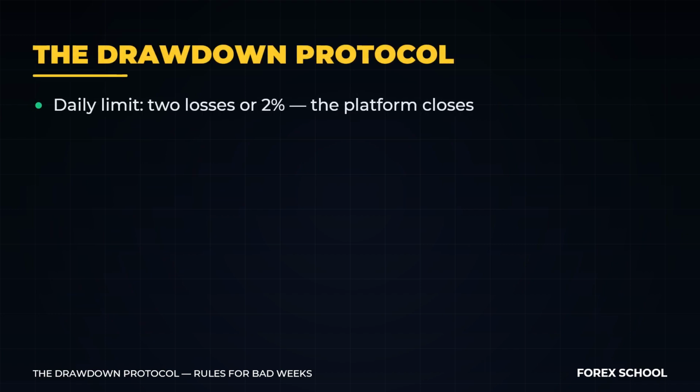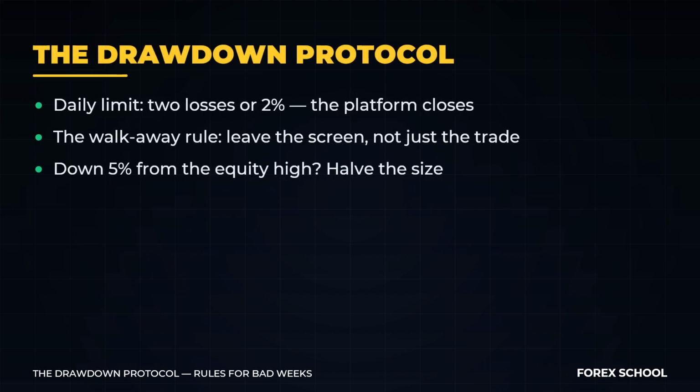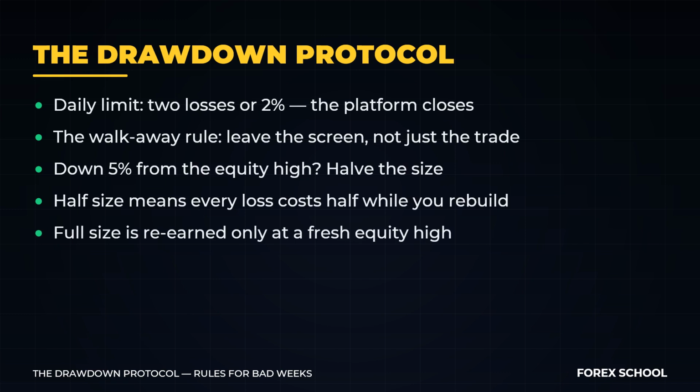Even with perfect sizing, losing streaks happen. At a 40% win rate, 7 losers in a row is a matter of when, not if. So professionals pre-agree a drawdown protocol, written while they are calm. Rule 1, a daily loss limit, 2 losses, or 2%, and the platform goes off for the day. The market reopens tomorrow, your judgment will not recover this afternoon.